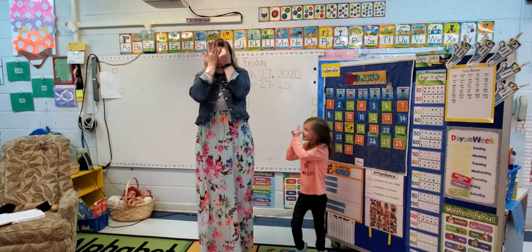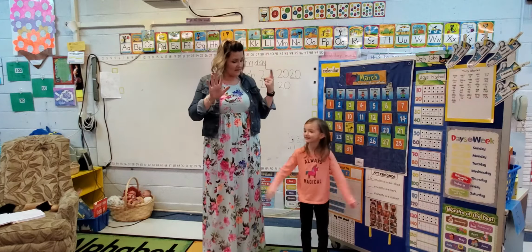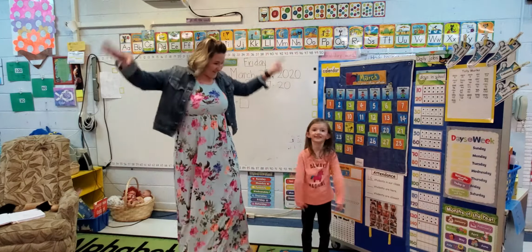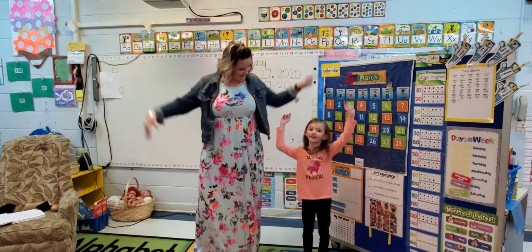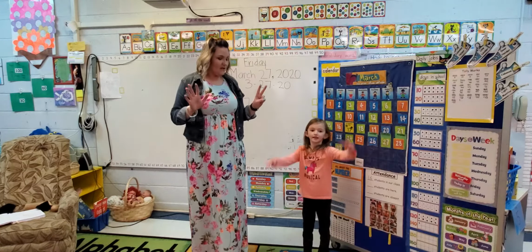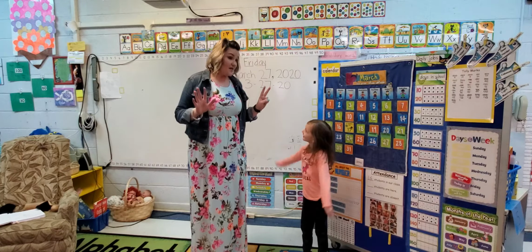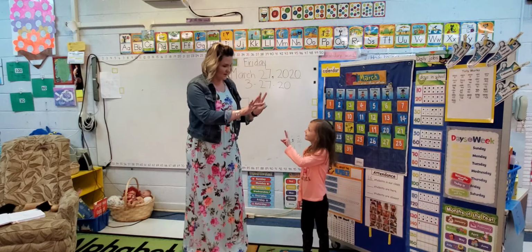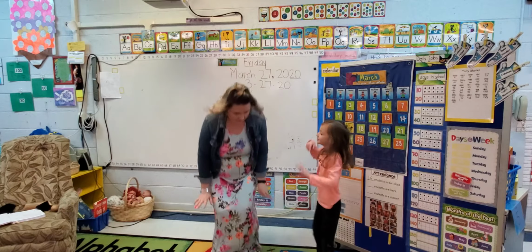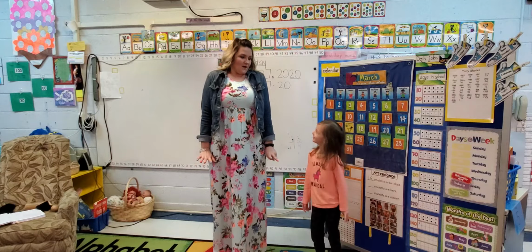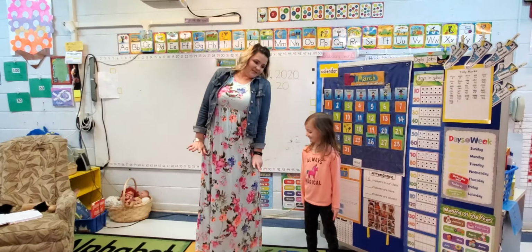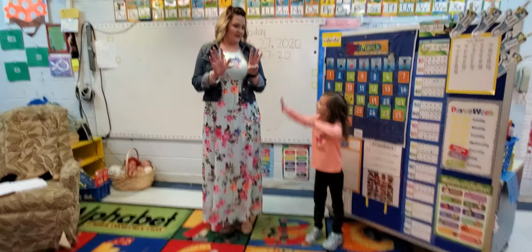Okay, now we're going to pretend that we are a bird flying in the sky. 60, 61, 62, 63, 64, 65, 66, 67, 68, 69, 70. Now I want you to pretend that you are a rocket ship. Okay, what number are we on? 10, 20, 30, 40, 50, 60, 70. 71, 72, 73, 74, 75, 76, 77, 78, 79, 80.